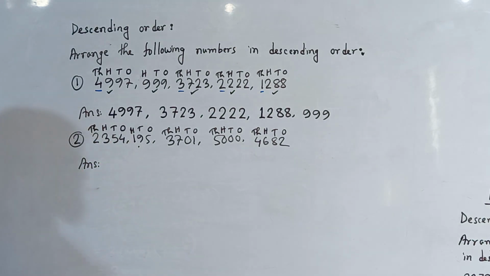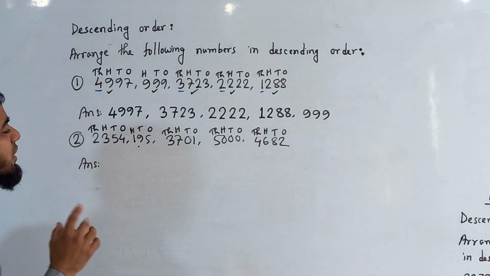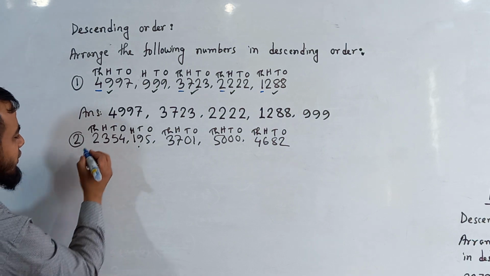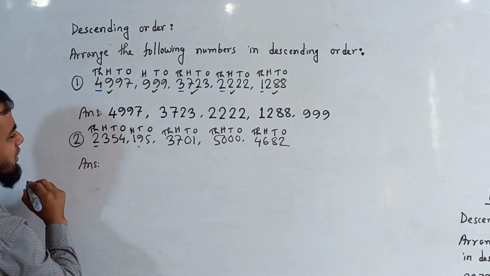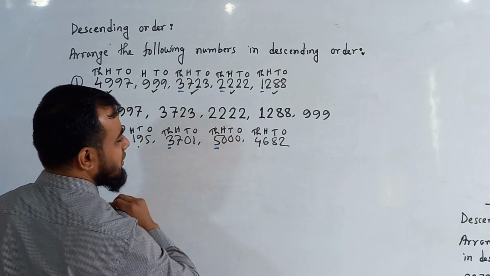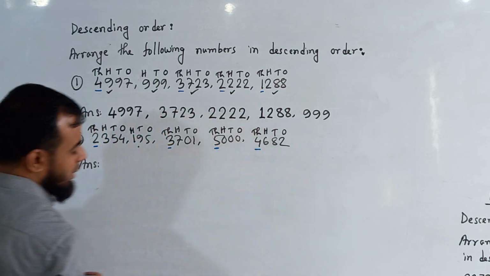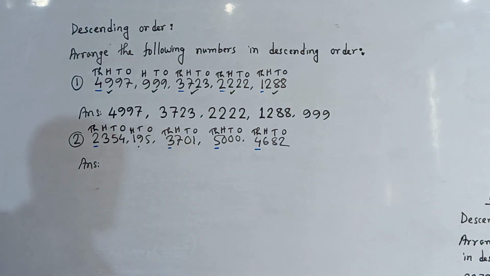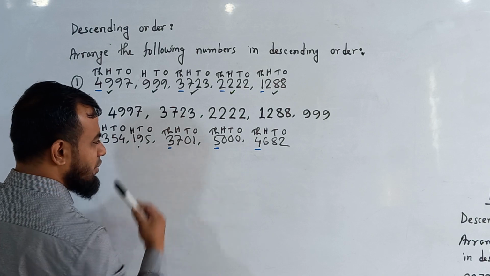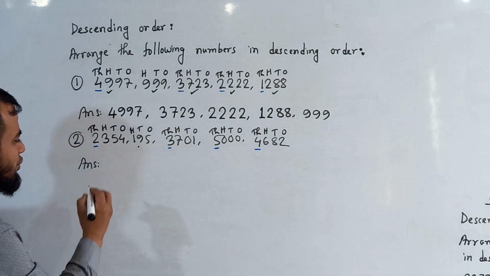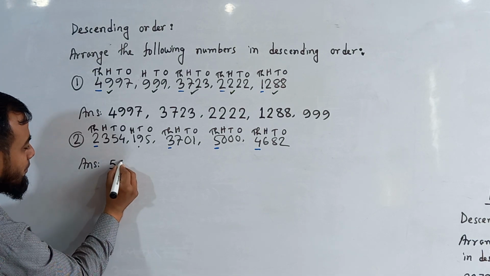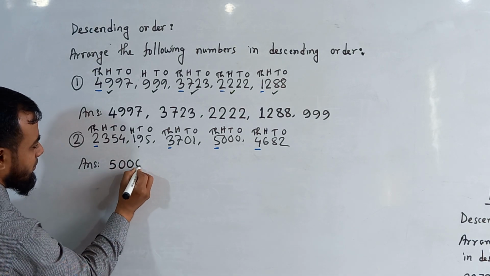And the other numbers have the thousands place. The highest place value is thousands place. So we need to compare those 4 numbers. In this number 2 is in the thousands place. In this number 3 is in the thousands place. This number has 5 in the thousands place. And the last number has 4 in the thousands place. Now among these 4 numbers, 2, 3, 5 and 4, we know that 5 is the highest digit. So this number will be our first number because 5000 is the biggest number among these 5 numbers.